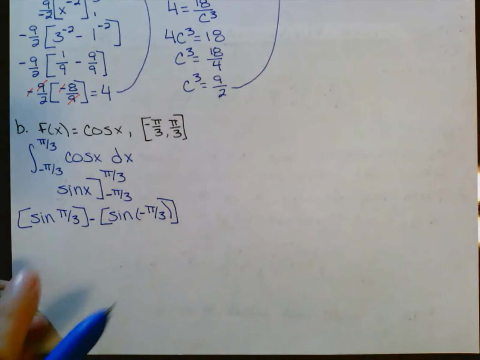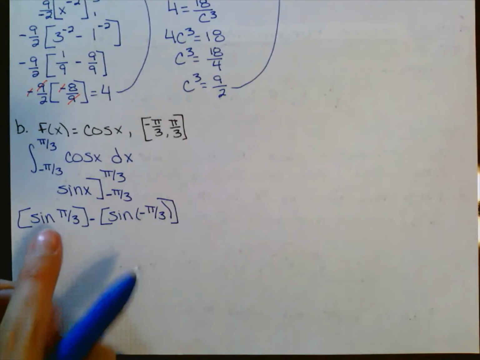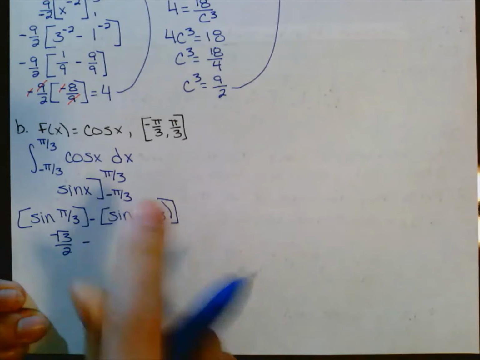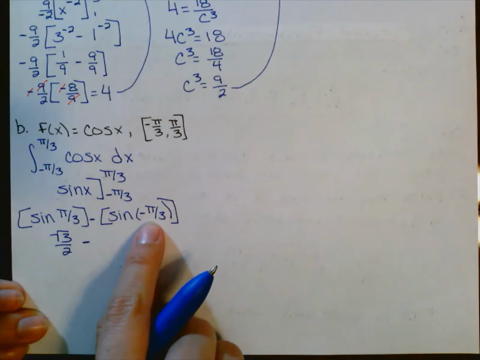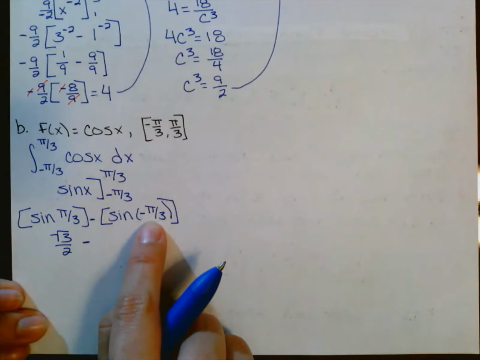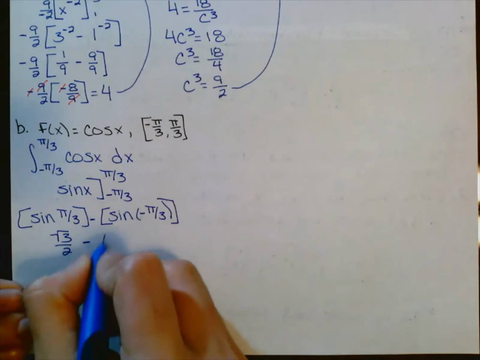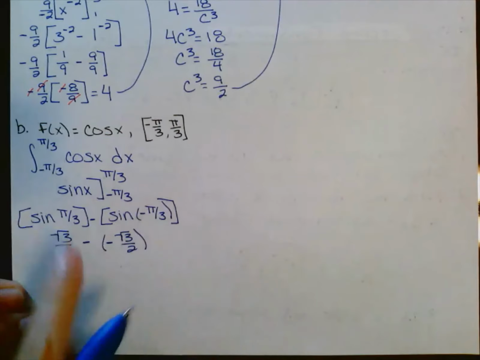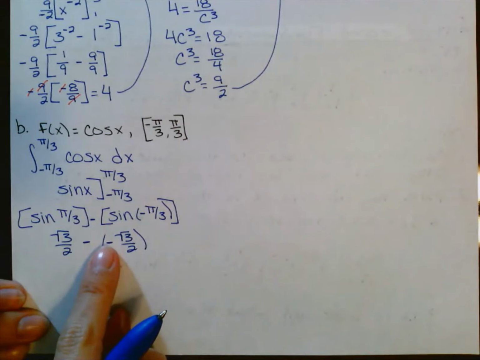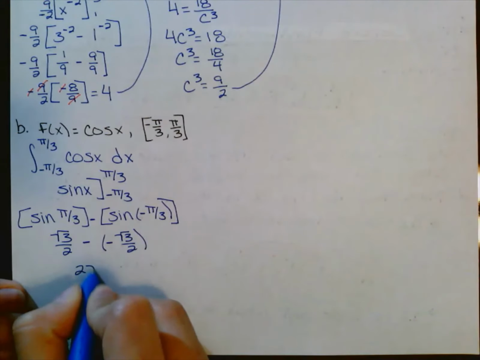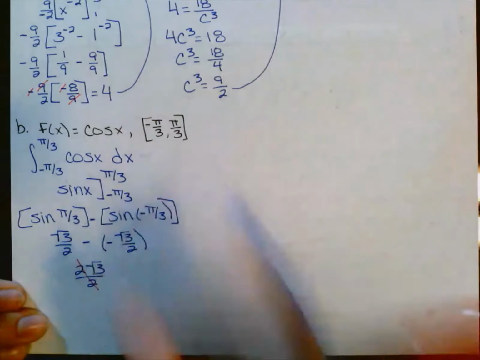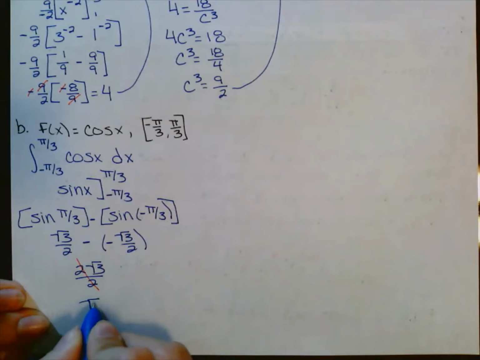Now I'm headed off to my unit circle. Sine of pi over 3 is radical 3 over 2. Minus, if I have a negative radian, it just means I'm going backwards. So I'm going into quadrant 4. And that value there gives me a negative radical 3 over 2. Two negatives make a positive, so I'm adding these, and I get 2 radical 3 over 2. Those 2s cancel, and I end up with radical 3.